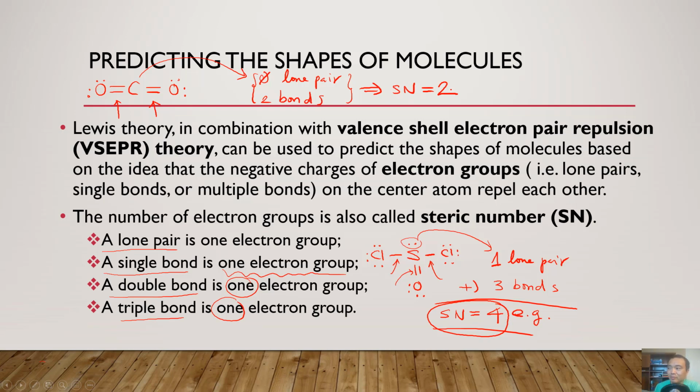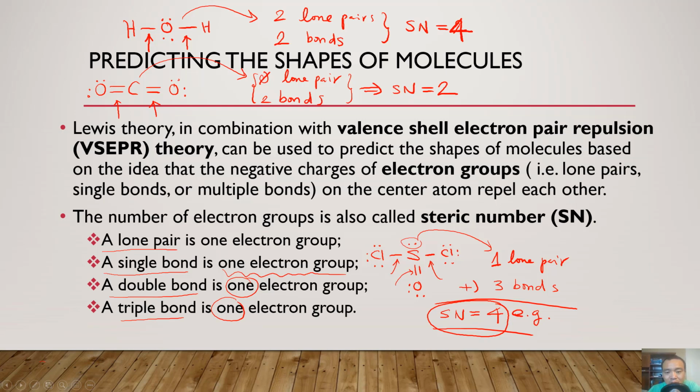Let's do another example. This is the Lewis structure of water. On the center atom, oxygen, we have 2 lone pairs, and we have 2 bonds. So it's 4 total electron groups as well. For this reason, the steric number is 4.